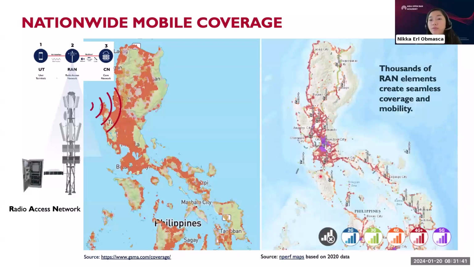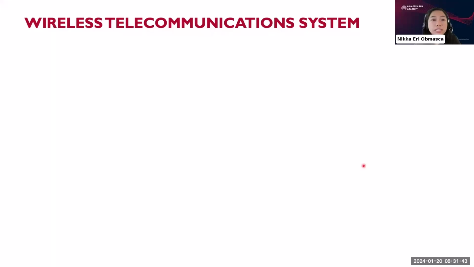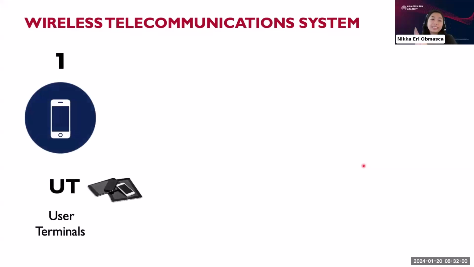So now moving forward, this is the wireless communication system. This network is composed of three main parts. The first one is the user terminal. The second one is the radio access network. And the third one is the core network. So first is, again, the user terminal. So what is a user terminal?